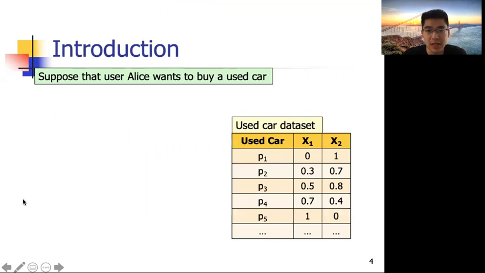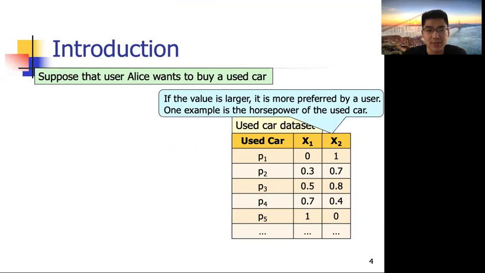Here is a used car dataset. Each used car is described by 2 attributes. Here we assume that if the value is larger, it is more preferred by a user. One example is the horsepower of the used car. Now, the problem is, which used car should Alice buy?